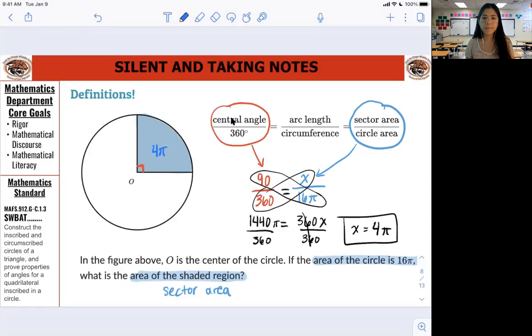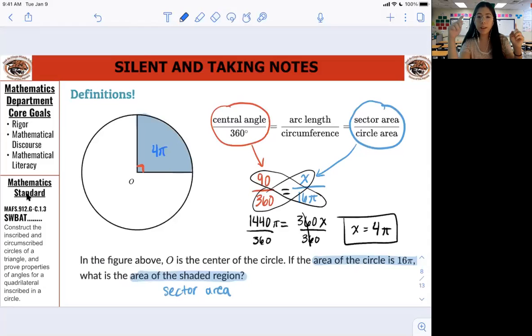I think I figured out another way how to do it. How'd you do it? Since that one angle, the whole circle is 360, right? And we're trying to figure out what's that one angle. Since it's 90, that's a quarter of the circumference of the whole circle. So I just divided 16 by 4, and it gave me 4. Easy, right? So sometimes it's a little easier to do it that way.